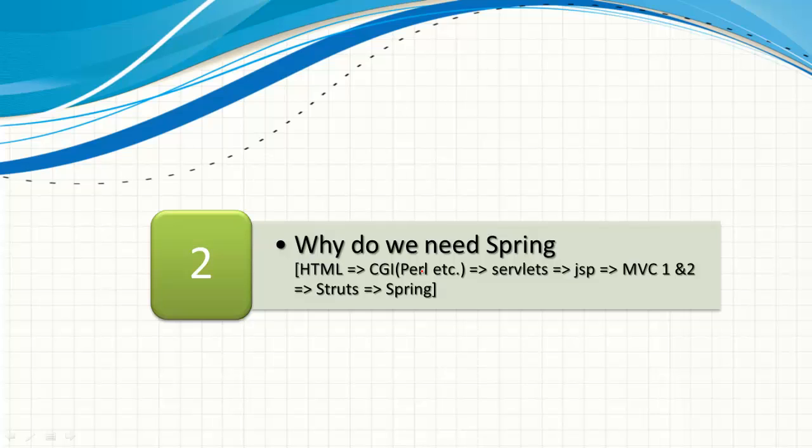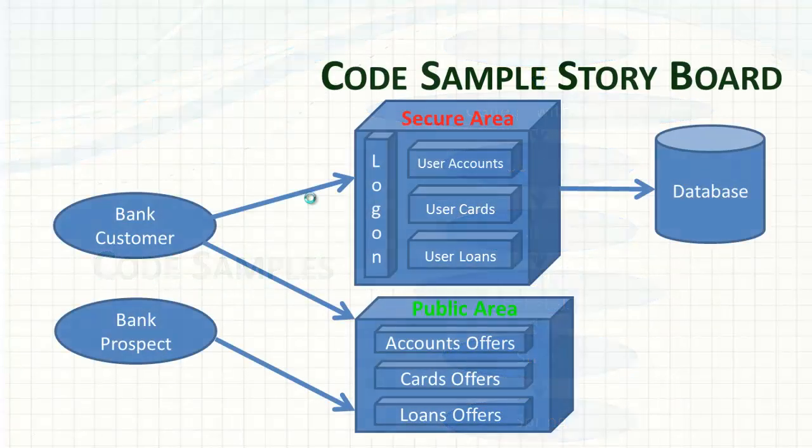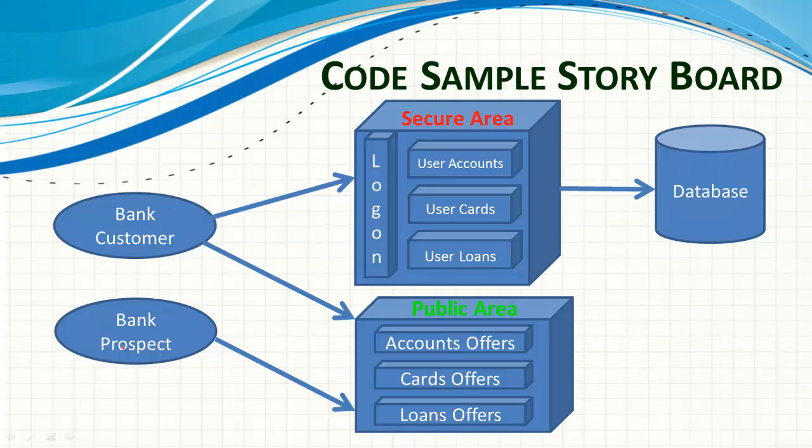Then we saw why we need Spring and the evolution. So we discussed the code sample using this use case, where we have the bank customer and the bank prospect. This is the anonymous customer, and this is an existing customer. So the bank customer can go into the public area as well as the secure area, and the bank prospect can only go to the public area. He does not have access to the secure area.